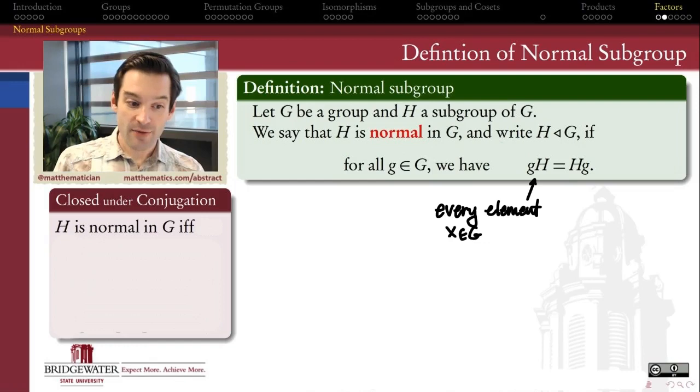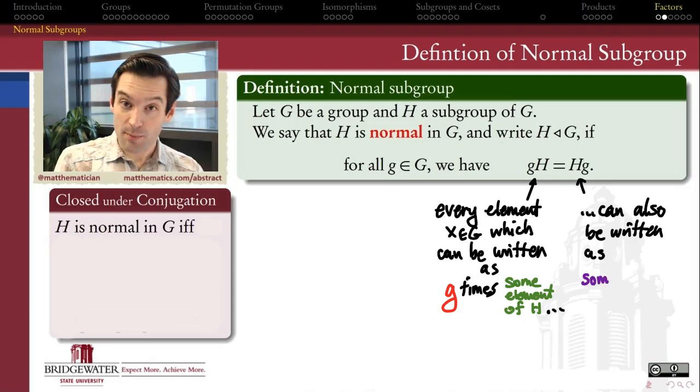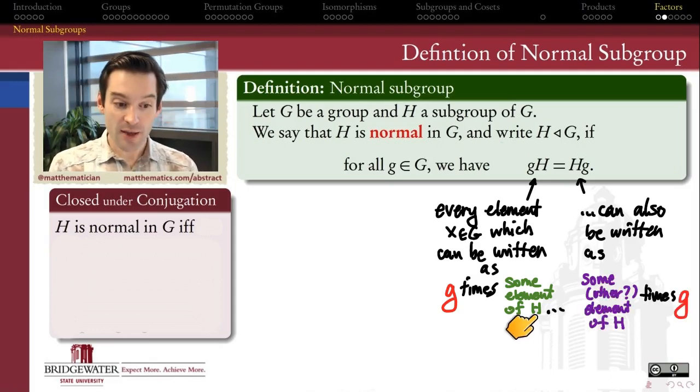So in other words, every element that can be written as G times an element of H, so anything that I can write as G times something from H, can also be written as something from H multiplied on the right by G. Now keep in mind, these two elements don't have to be the same, because we're just making an equality, an assertion of equality of sets here. We don't have to say, for example, that G times X is equal to X times G for every G in X. That's too strong of a statement.